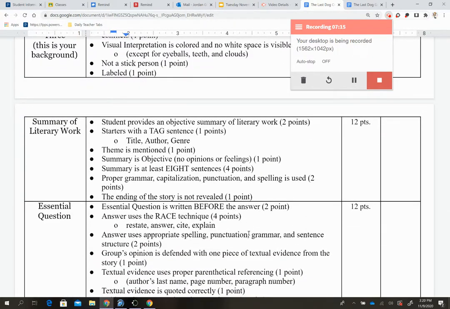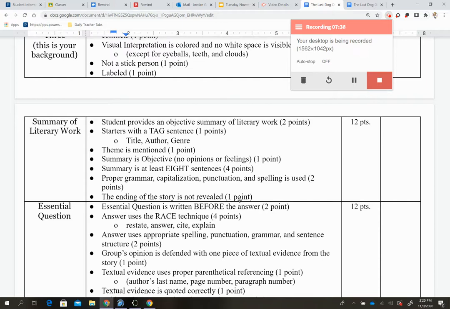Then you have your summary of your literary work. You're going to provide an objective summary. That means no opinion, so no words like I think, I feel, I believe. So you're summarizing the story, The Last Dog. You're going to start with a tag sentence, which is 1 point, and it's going to have your title, author, and genre. Remember to mention your theme in your summary and your tag sentence.